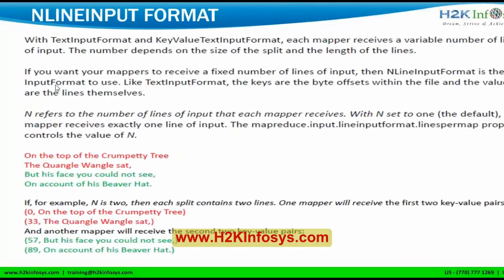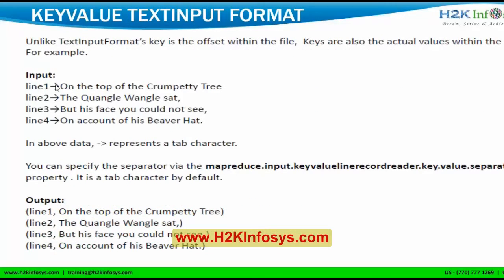Okay. So the next one is n-line input format. With text input format and key value text input format, each mapper receives a variable number of lines of input. The number depends on the size of the split and the length of the line, right? So suppose if you take my old example itself, it depends on how many records I want to process in this particular input split, based on how much I am dividing for each of the input splits. So by default I have to process the whole input split itself. I cannot stop somewhere in between in processing the input split, right?